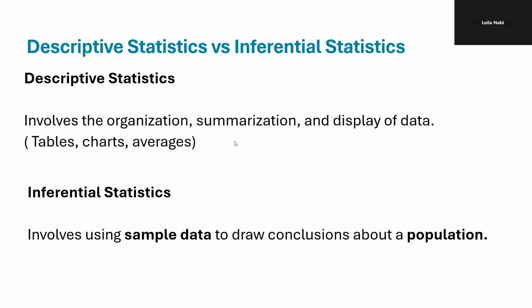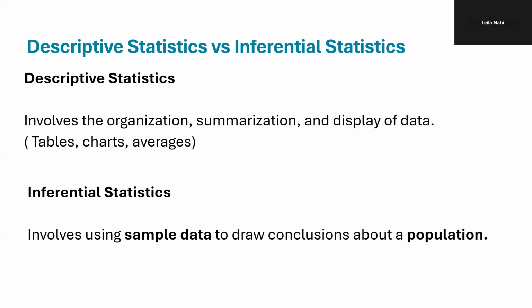In the next part of this section, we want to talk about the two different branches of statistics: descriptive statistics and inferential statistics. Descriptive statistics is when we collect the data, organize the data, summarize the data, put the data in tables and charts, and find the average. Everything that we do on the data is the descriptive part of statistics.